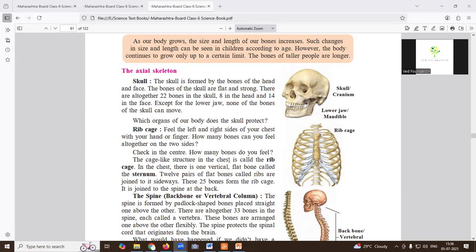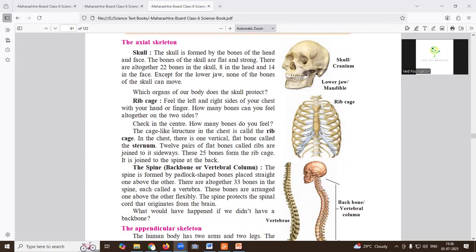The cage-like structure in the chest is called the rib cage. In the chest, there is one vertical flat bone. This is called the sternum. And 12 pairs of flat bones called ribs are joined to the sternum sideways.